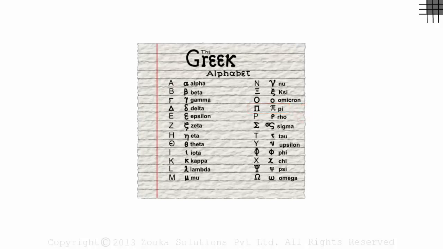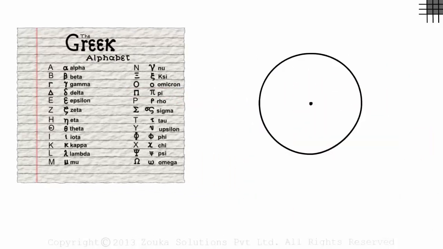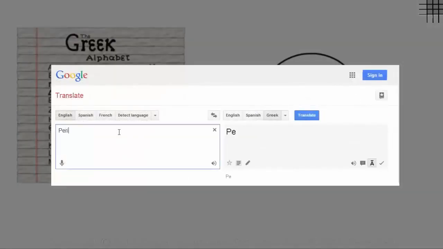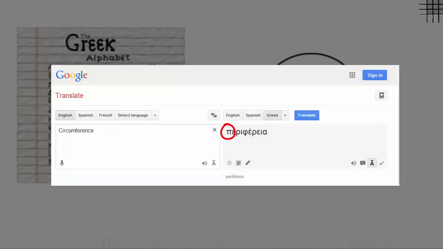We just saw that pi has got something to do with the perimeter or the circumference of the circle. Let's use Google Translate to see the Greek equivalent of perimeter. As we can see, the first letter of the Greek word is pi. Let's try a couple more words related to perimeter. How about periphery? The first letter is still pi. Okay, let's try circumference. The first letter, as all of us can see, is still pi. That's probably why this symbol was used to denote pi.